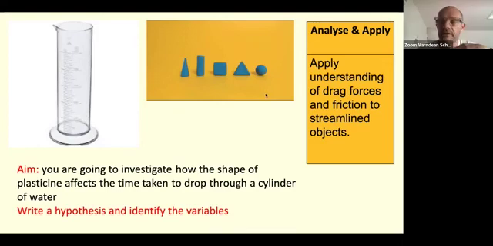What's also important is that you identify your variables. Now, I just talked about a control variable. You have to use the same mass of plasticine every time, because if you change it, you're not just changing shape, you're changing mass as well, and that's no good. There are other things you have to keep the same. You're going to have the same height of water every time. Okay, you're going to have some other things that I'm not going to mention.